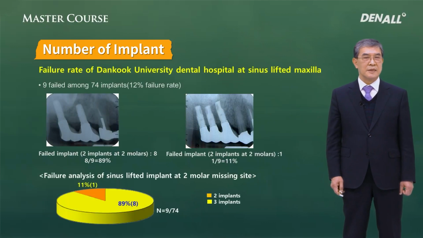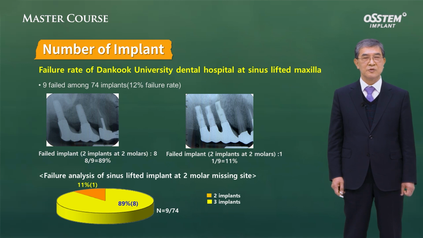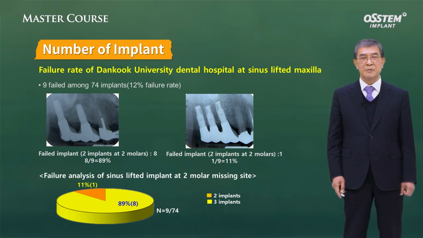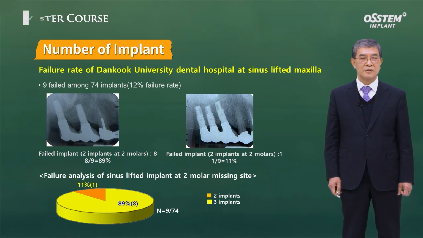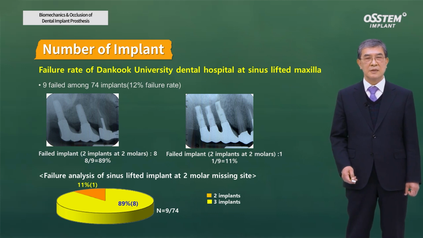When I was working at Dankook University, I looked into comparison whether there were any differences when I placed 2 implants in the posterior region and 3 implants in the posterior region in number 6 and 7, along with sinus lift. We looked into 74 implants and 9 failed. At the time, because it was early phase, the failure rate was quite high. Out of 9, 8 implants were where 2 implants were placed. And only 1 case failed when 3 implants were placed. As shown, with less load that is applied on the implant, the percentage of implant failure goes down.